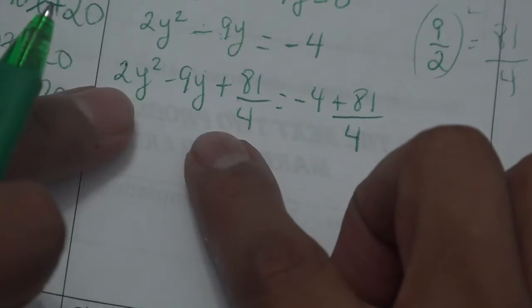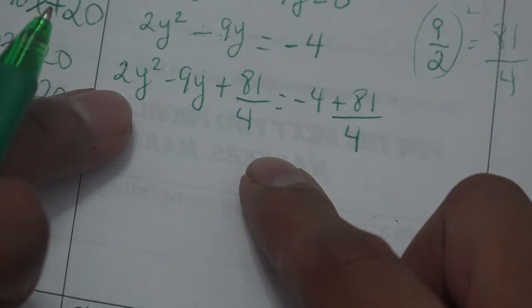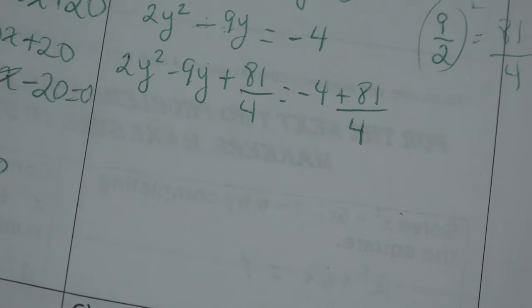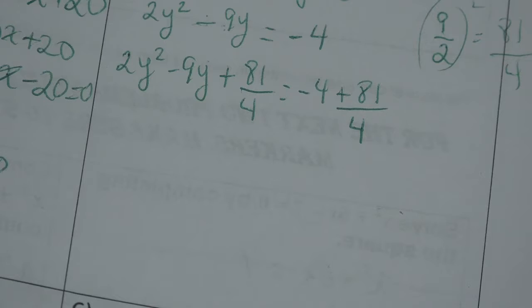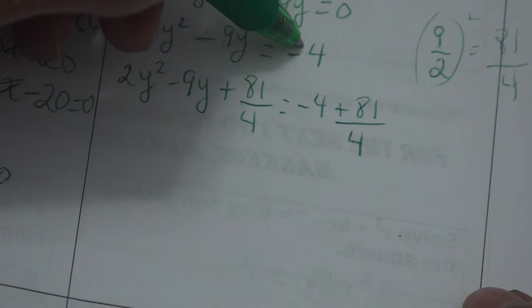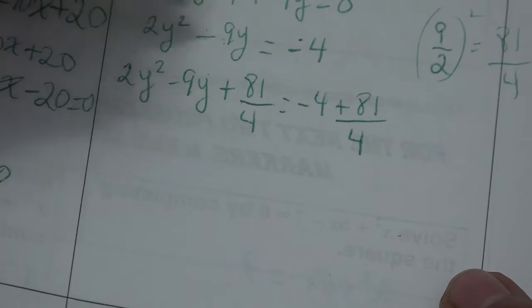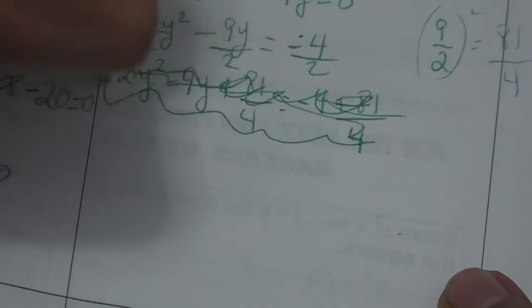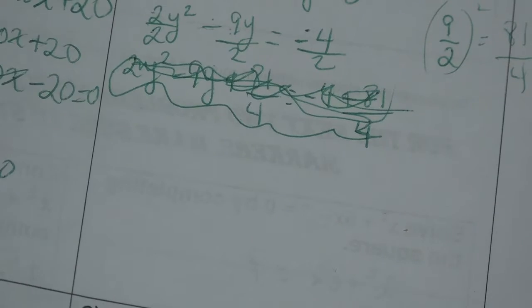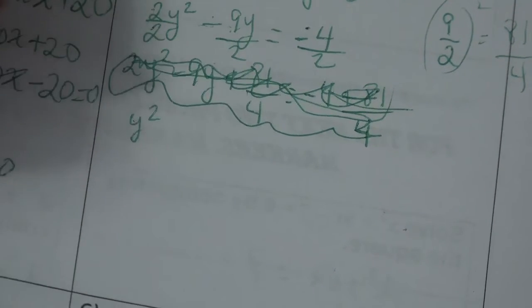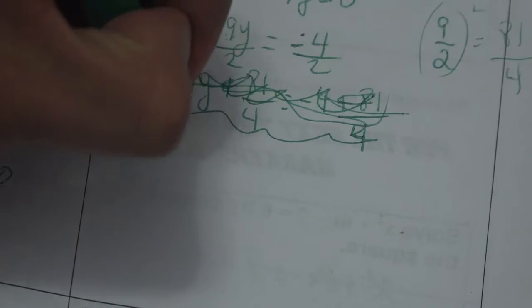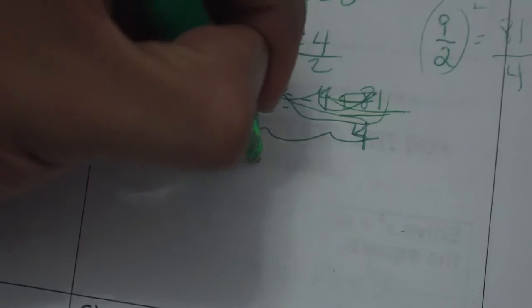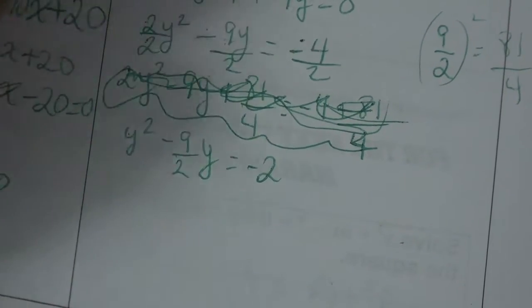And now, after you've done that, I made a mistake. Oh no, made a mistake. Look, after I get rid of the loose number, I'm supposed to divide by the leading coefficient. Oh my God, I'm supposed to divide by 2, divide by 2, divide by 2. Now let's see what happens when I divide by 2. I get y squared minus 9 over 2y equaling negative 2, because negative 4 divided by 2 is negative 2.